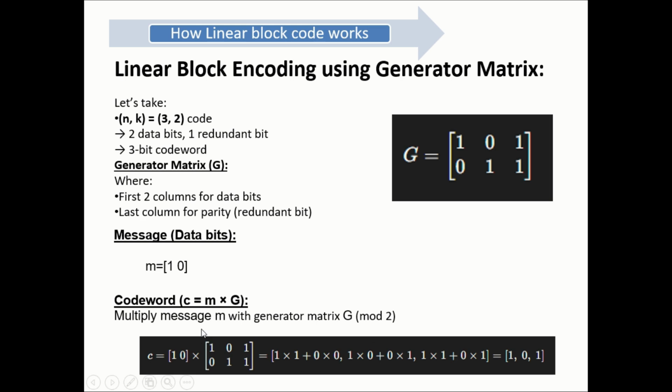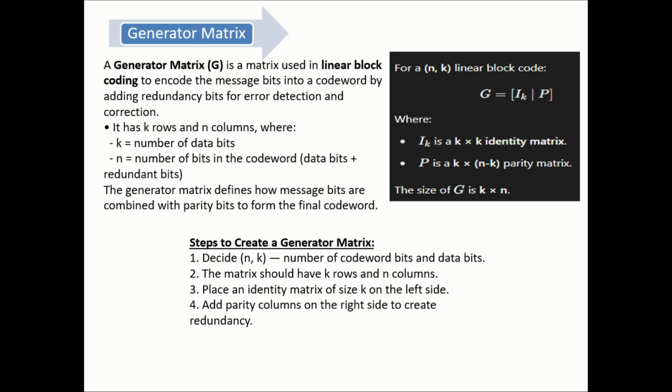So now you can easily calculate this message bit with the generator matrix. When the message bit is multiplied with the generator matrix, it creates a code word which we can send through the transmitter. Transmitter means any medium, like wired or wireless. This way we can create our encoding. That means this is the encoding process. Now the next slide is very important.